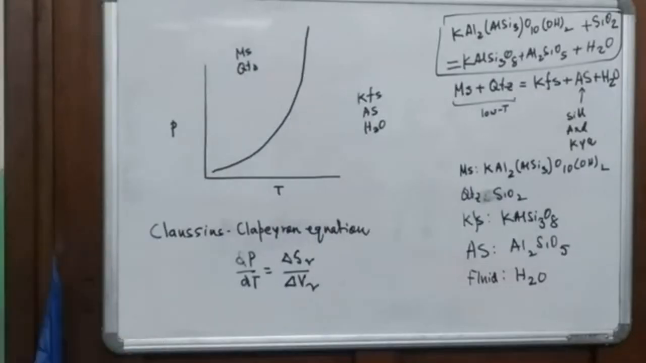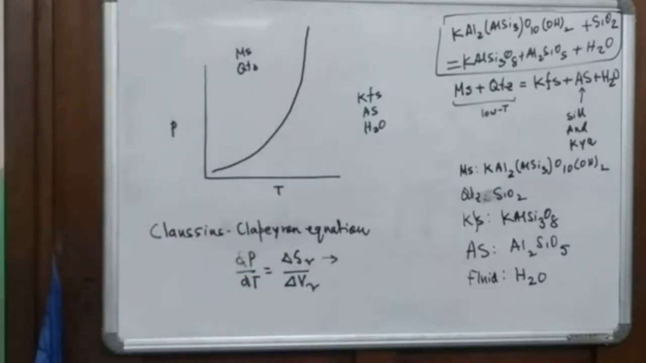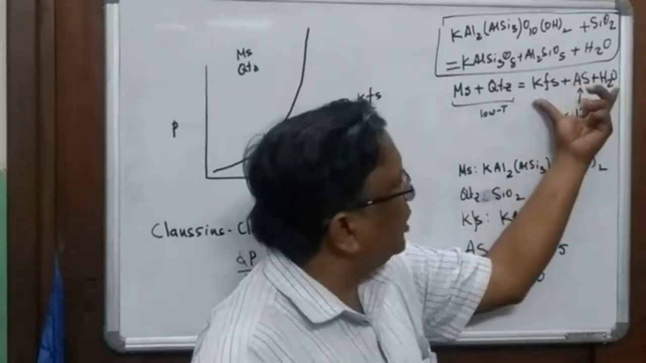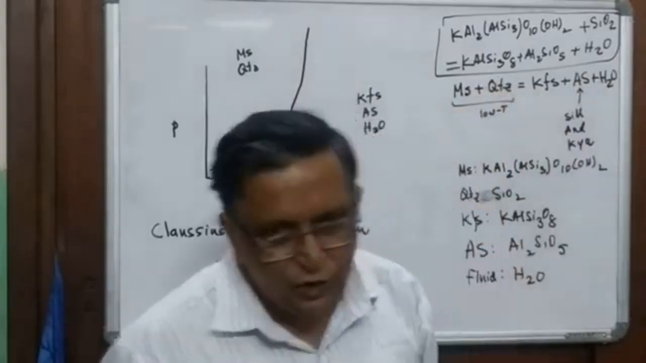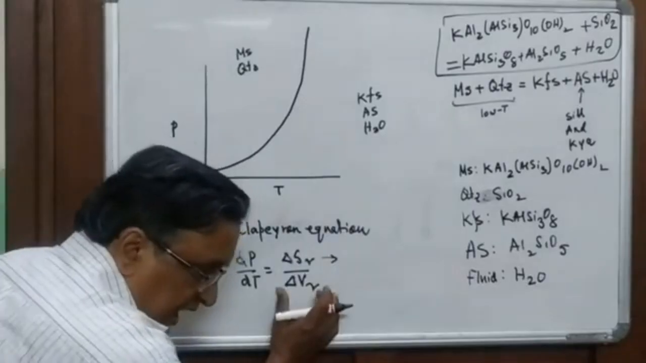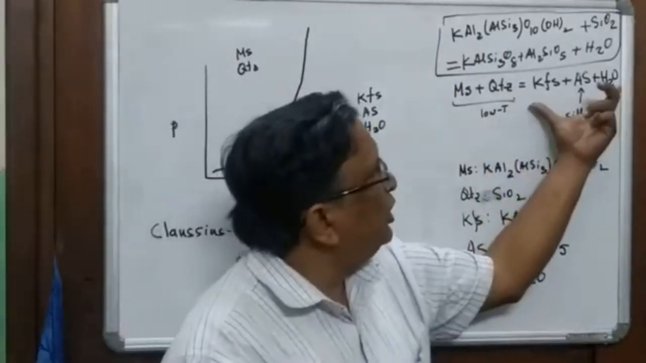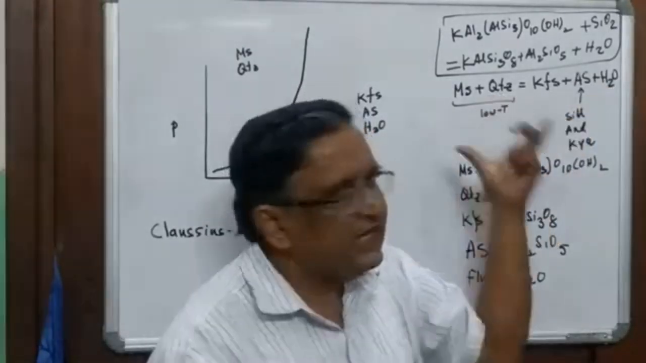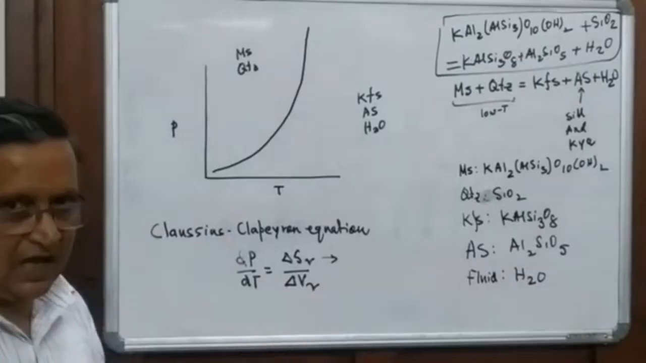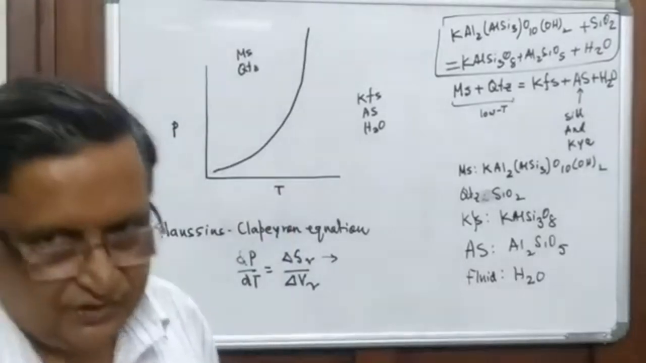We will talk about this equation a little later. Delta SR is the entropy change of the reaction, that means entropy of the products minus the entropy of the reactants. Delta VR is called the volume change of the reaction, which is volume of the products minus the volume of the reactants. Delta is always product minus reactant. R subscript means reaction.